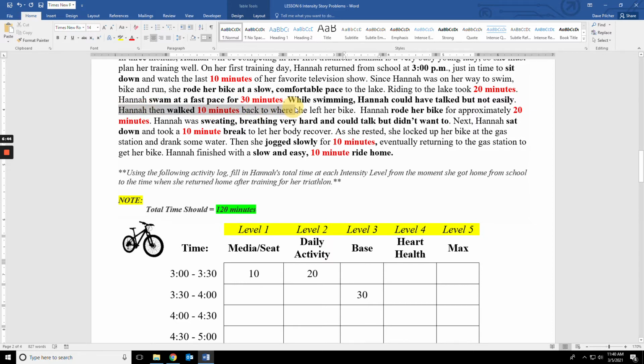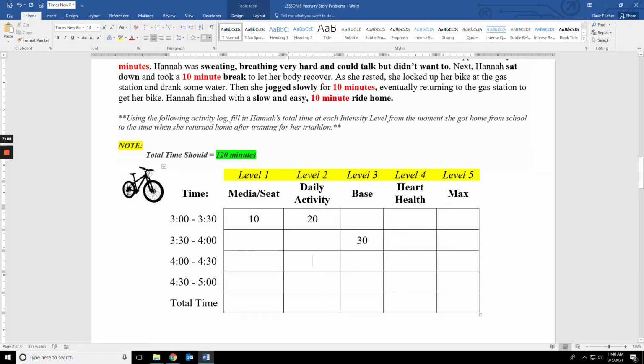Next sentence. Hannah then walked 10 minutes back to where she left her bike. So after she got done swimming, she walked 10 minutes. Walking, we know, is a daily activity. Everybody walks. So walking 10 minutes, daily activity, level 2.